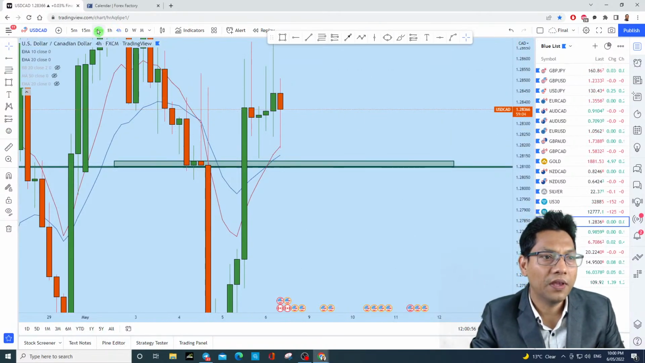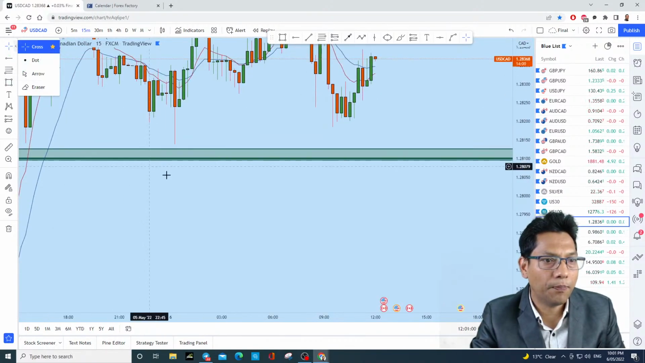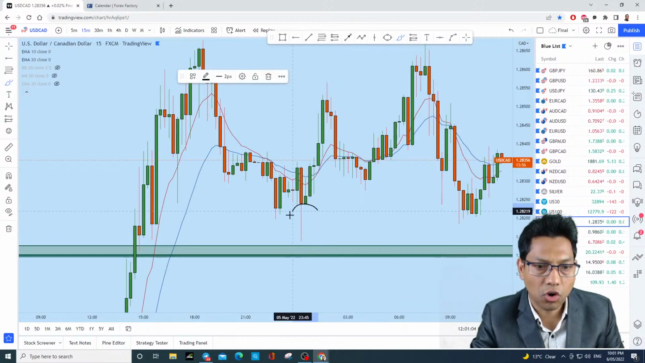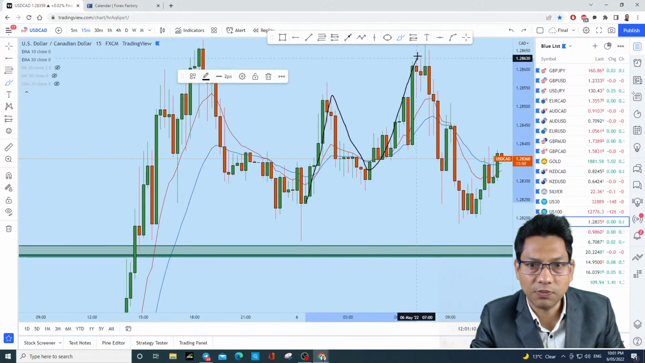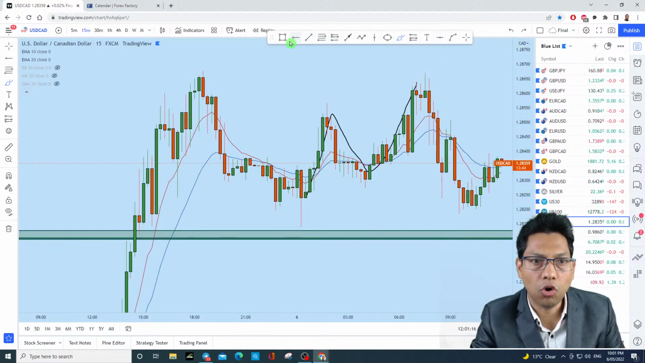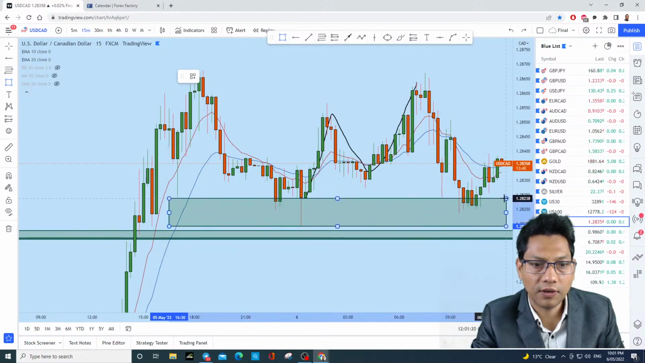Now go to the 15 minutes time frame and look at the past. You see there is a strong rejection here, a strong long wick candle, right? And after this long wick candle, the price created this big move to the upside in 15 minutes, and came back to the same zone. Let's draw a zone here with this long wick candle.